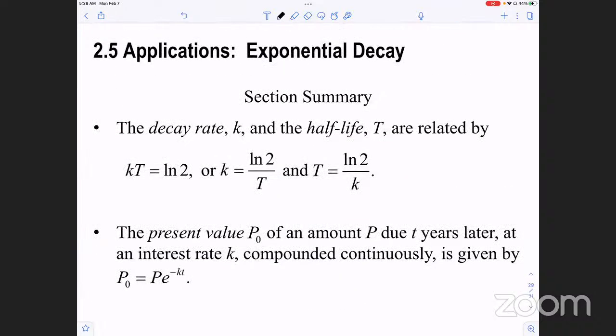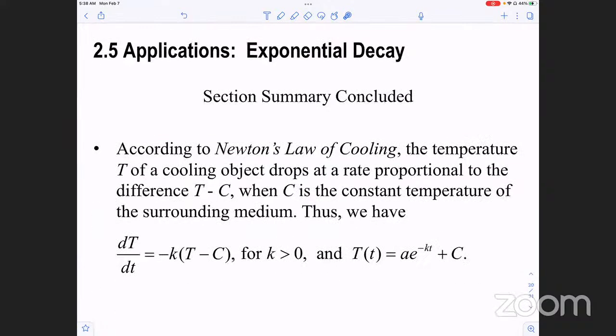So then as a brief summary for exponential decay: the decay rate K and the half-life T are related by KT equals natural log of 2. And then again, from here, you can just use division to get to these other forms. The present value P naught of an amount P due T years later, with interest rate K compounded continuously, is given by this. So this was the conclusion we came to for a present amount based on a future amount.